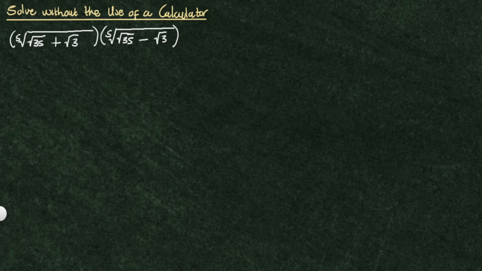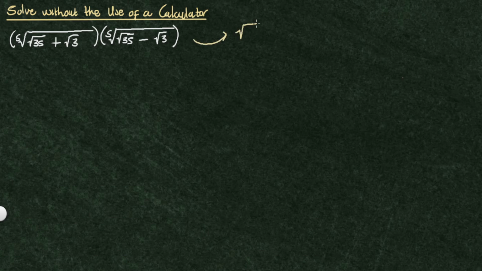In the second bracket, we have another fifth root. Underneath that, we have the square root of 35 minus the square root of 3. So whatever lies under the fifth root in both brackets, they are similar. The only difference is the signs. So to approach this problem, we're going to use surd laws.